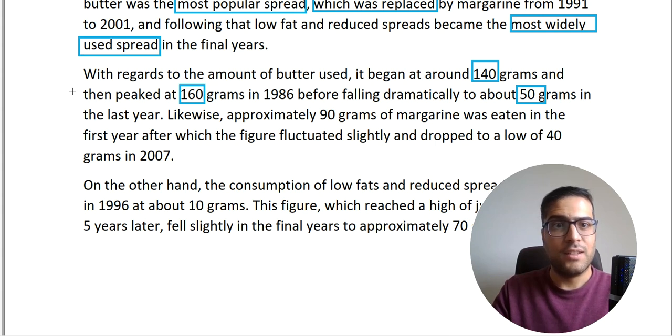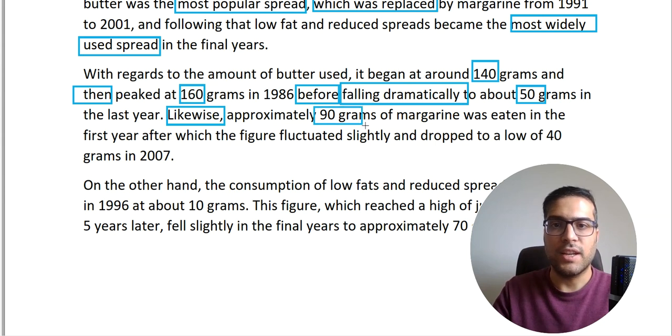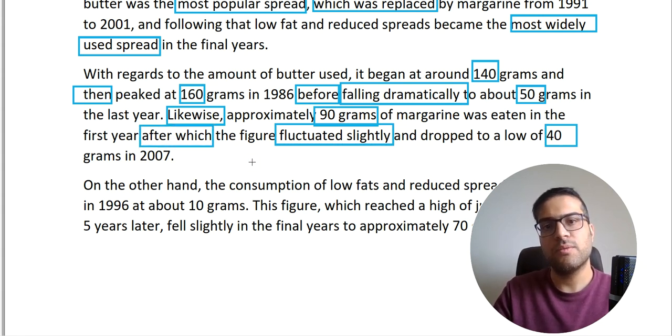We have "then", we have "before", we have some useful language like "falling dramatically". Likewise, you know that in the IELTS writing task 1, you're expected to make comparison where relevant. So we have a comparison using this link here. Likewise, approximately 90 grams of margarine was eaten in the first year, after which the figure fluctuated slightly and dropped to a low of 40 grams in 2007. So again, we see a very good range of vocabulary, to the point, some useful grammar like "after which".